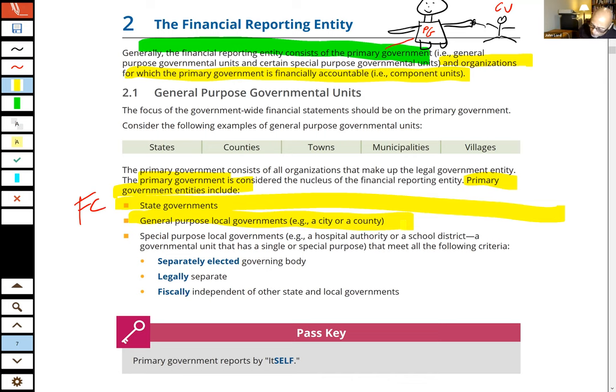Now, special purpose governments, such as a school district. They call it special purpose because it has a singular special purpose. What is the special purpose of a school district? I believe the children are the future, all that stuff. It's all about educating the children, isn't it? So that's a special purpose government.